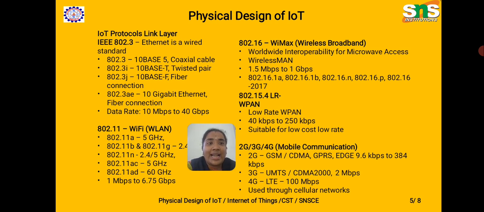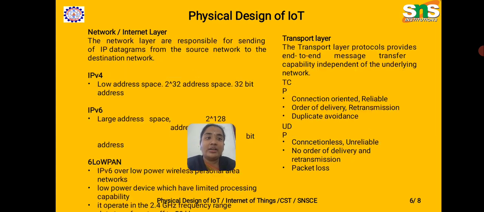In the WPAN, low rate WPAN is 40 kbps to 250 kbps, suitable for low cost, low rate. 2G, 3G and 4G: 2G is 384 kbps, 3G is 2 Mbps and 4G is 100 Mbps. Now the network layer or internet layer protocols.